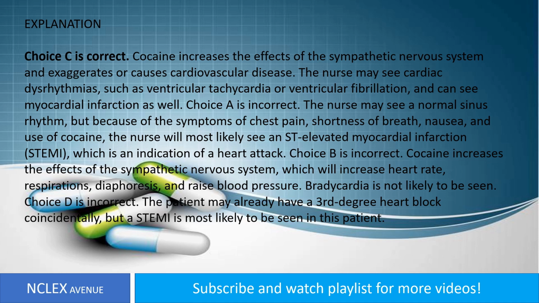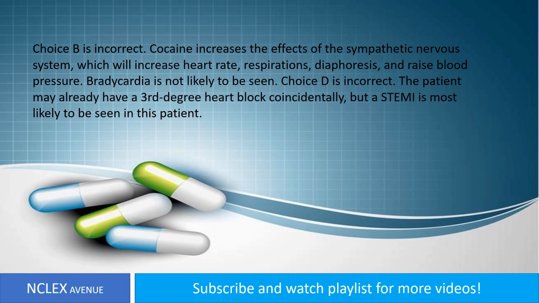Choice B is incorrect. Cocaine increases the effects of the sympathetic nervous system, which will increase heart rate, respirations, diaphoresis, and raise blood pressure. Bradycardia is not likely to be seen. Choice D is incorrect. The patient may already have a third-degree heart block coincidentally, but a STEMI is most likely to be seen in this patient.